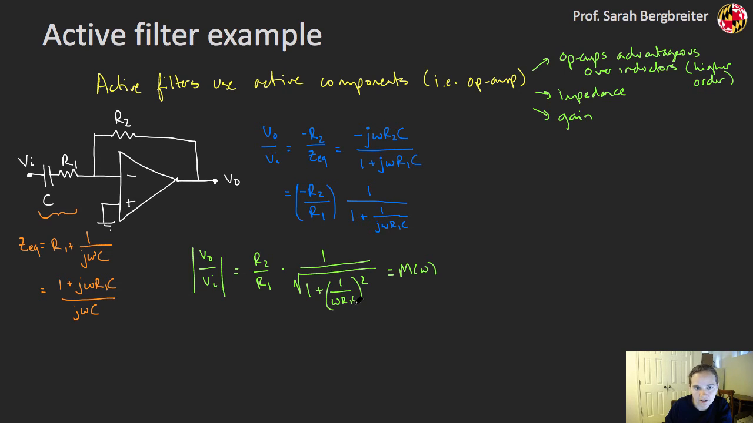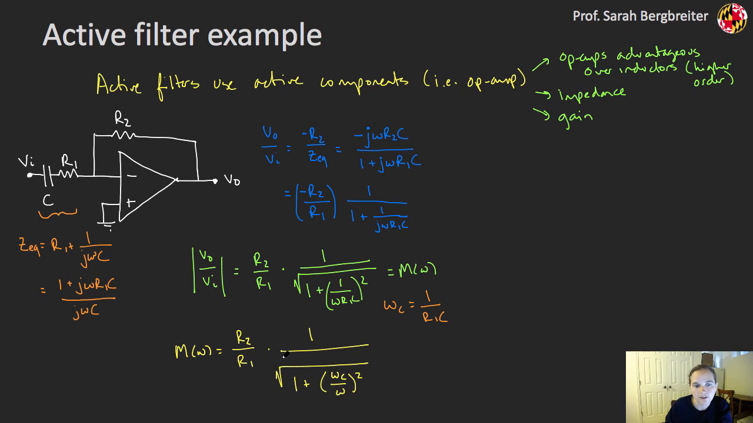And one of the things that I can see in this is I have this R1 C term, so my omega C, my corner frequency here, is 1 over R1C. So using that, I can rewrite this again, and I'm going to get my magnitude as a function of frequency will be that R2 over R1 times 1 over the square root of 1 plus, in this case, omega C over omega squared.